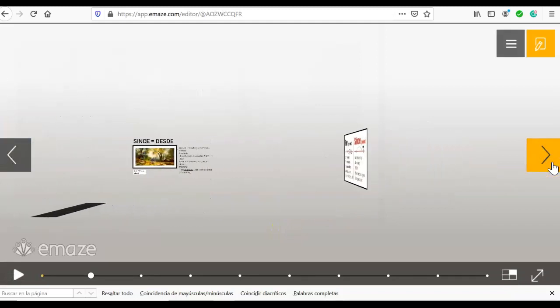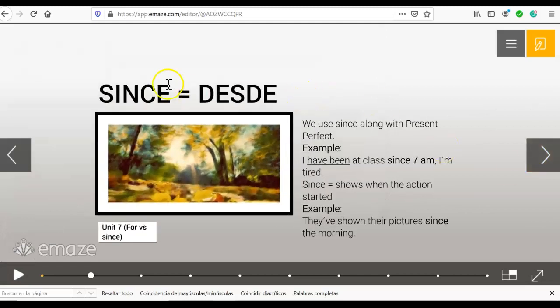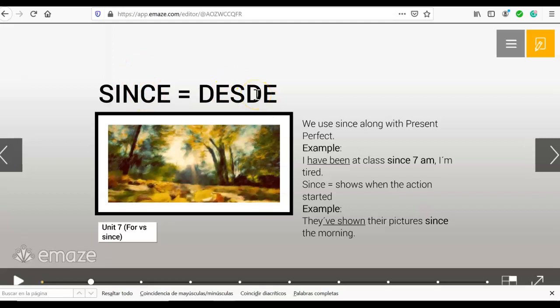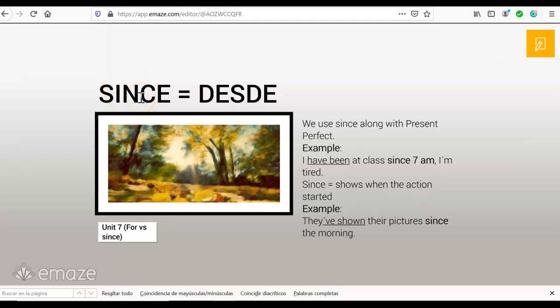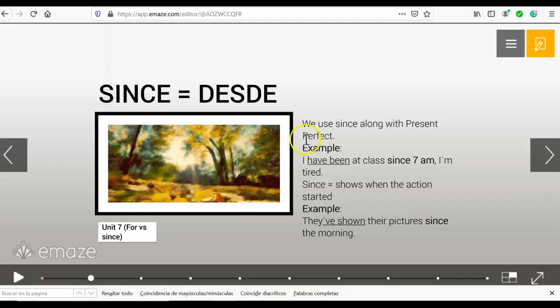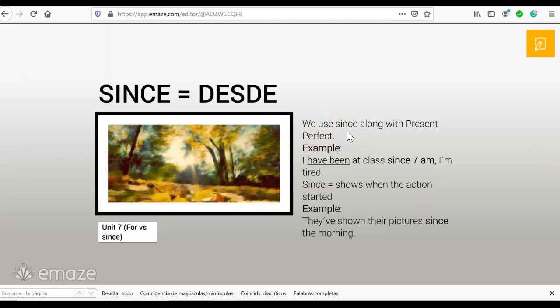On the other hand, we have since. The meaning of since is "desde". Remember the pronunciation of since is with I, since. We use since along with the present perfect, the same as for. Since and for, we use them with present perfect.